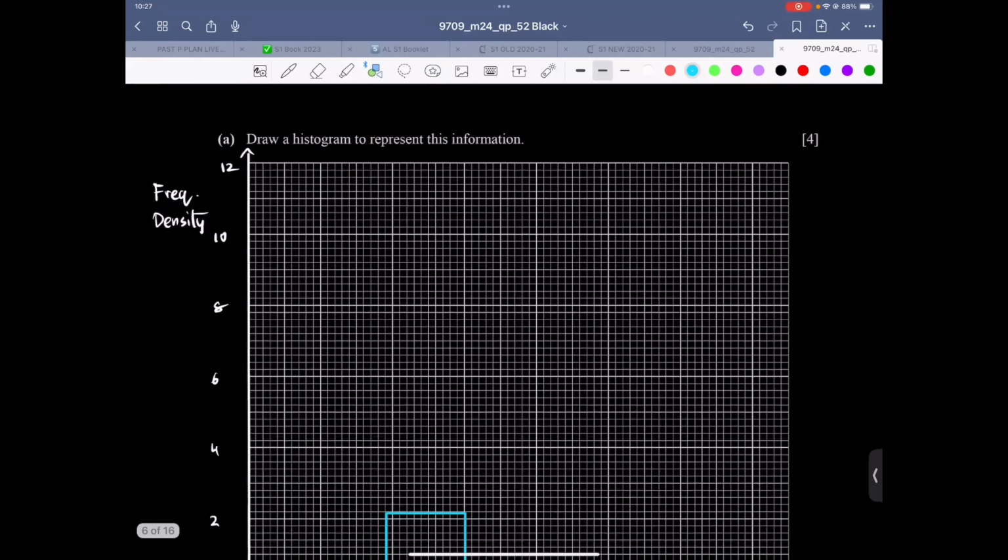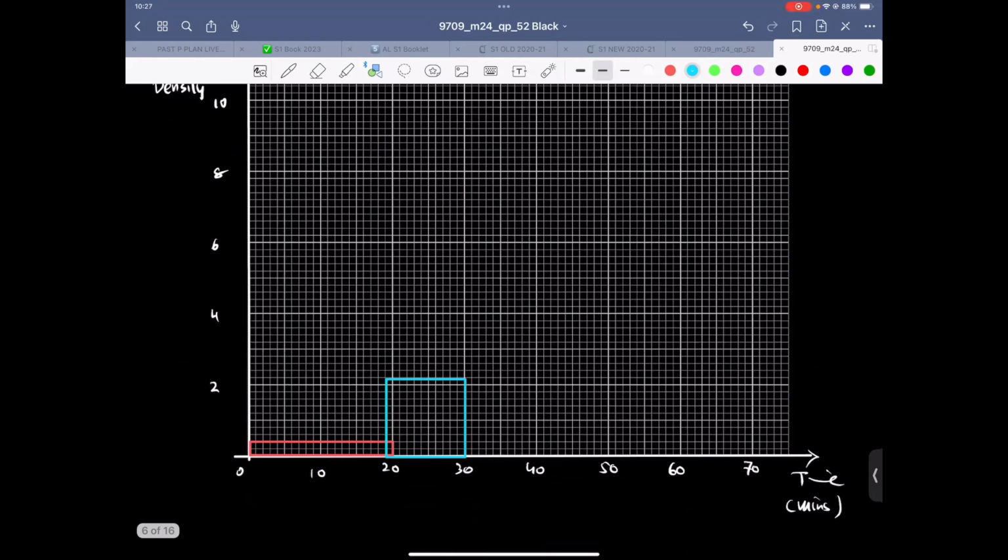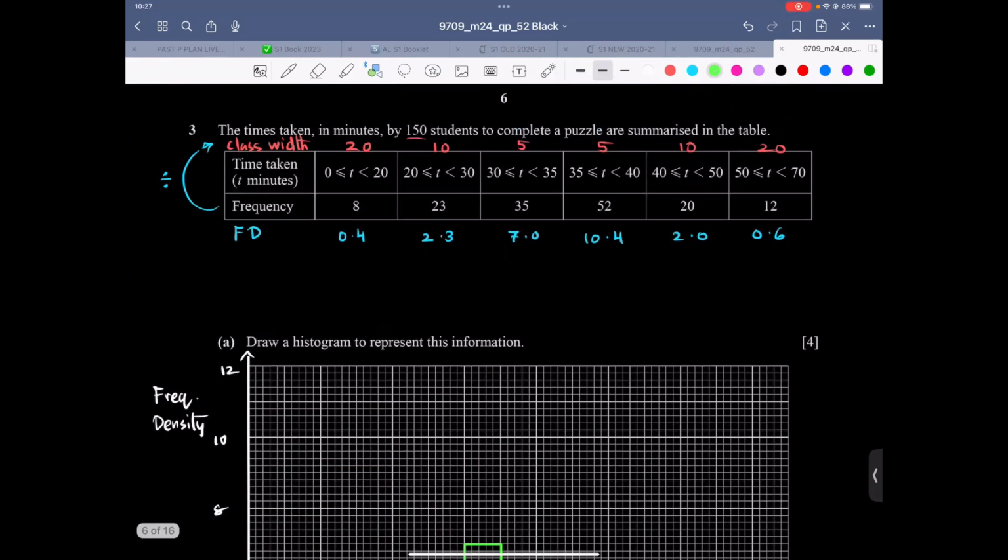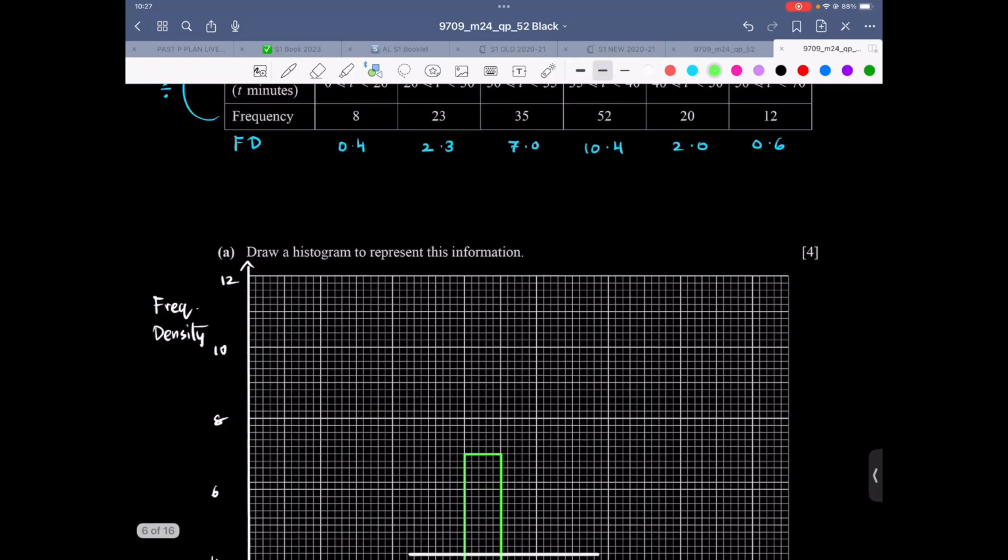30 till 35, that's 7. So now 30 till 35, that is 7. This is 4, this is 6. Over here, this is 7, I think. No, I don't need a curve. Okay, good enough. That is 7, and 35 to 40 is 10.4.